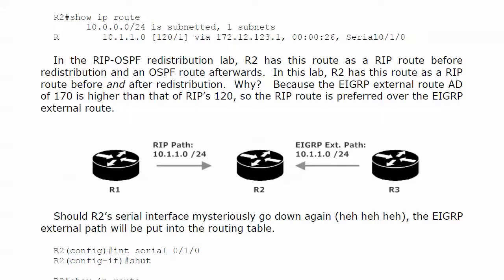R2 is hearing about this network from two different sources. It's hearing about it from RIP via R1, 10.1.1.0/24. It's also hearing about it from router 3, but the AD is much higher. It's 170. So anytime a router hears about the same route and the same prefix length from two different sources, it's going to compare the administrative distance. That's our tiebreaker. That's why you don't see the EIGRP route in the routing table.